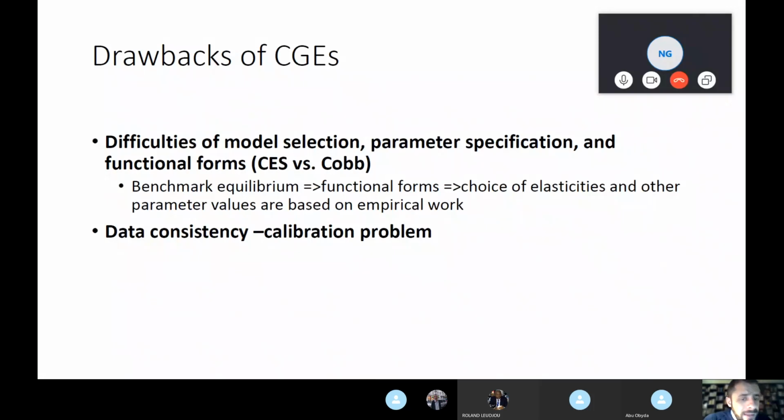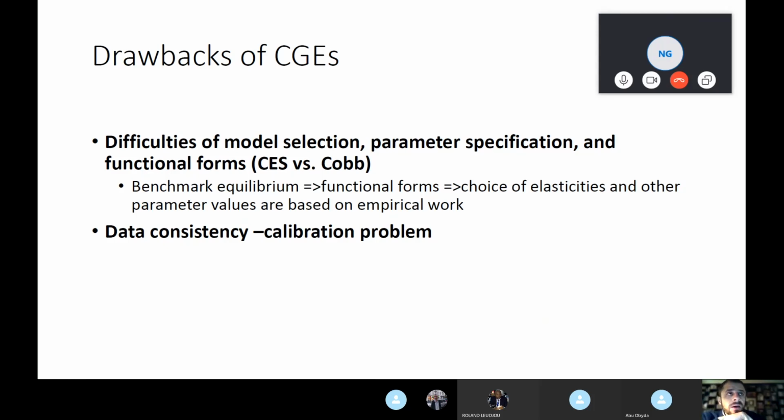So the first drawback is related to the difficulties related to model selection, the parameter specification, or the functional form, because we must justify our choice. Are we going to have a production function that is a la Leontief, where we have complementary factors of production, or Cobb-Douglas, where we have substitutable factors of production, or are we going to have a linear production function? Are we going to have a constant elasticity of substitution production function? So all this has to be justified when we do a CGE model.